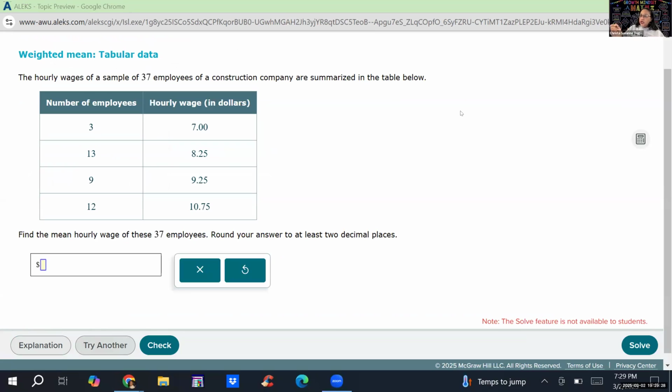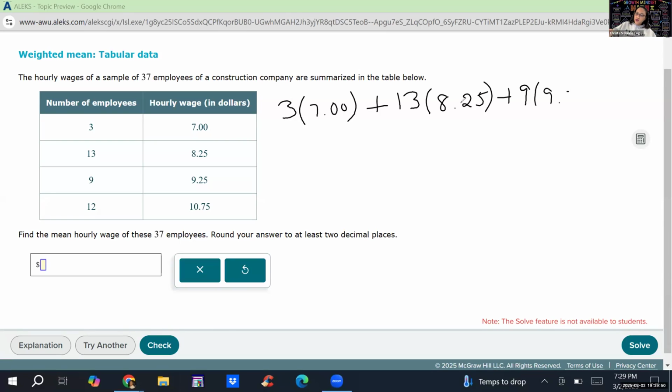So we'll have, and I'll try not to take up too much space, 3 multiplied by 7, and I'll write it all out, plus 13 multiplied by 8.25 plus 9 and 9.25 plus, I write so big, 12 times 10.75, and I'm going to use my calculator here, just my Desmos calculator.